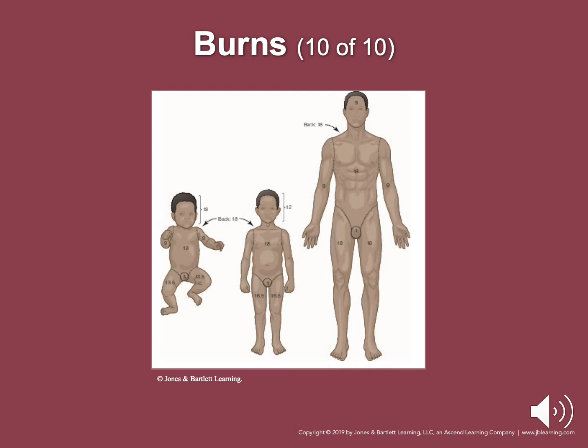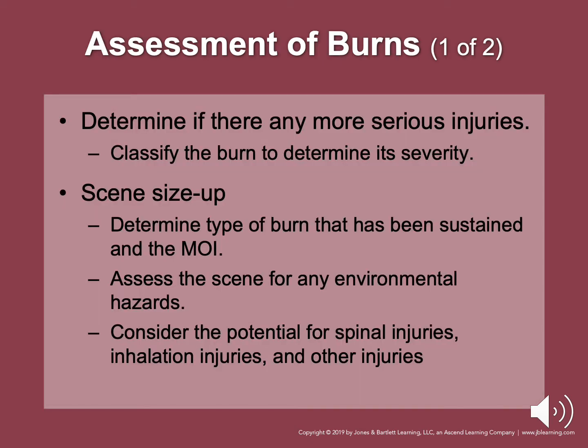So, try to determine whether there are other injuries. Classify the burn to determine its severity. Avoid overlooking the potential life threats that require treatment. Determine the type of burn that's been sustained and the mechanism of injury. Assess the scene for any environmental hazards. Determine the number of patients and consider possible spinal injury, inhalation injuries, and other injuries.